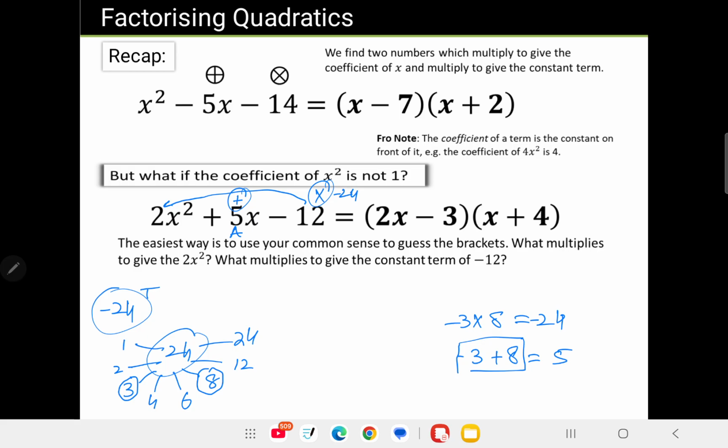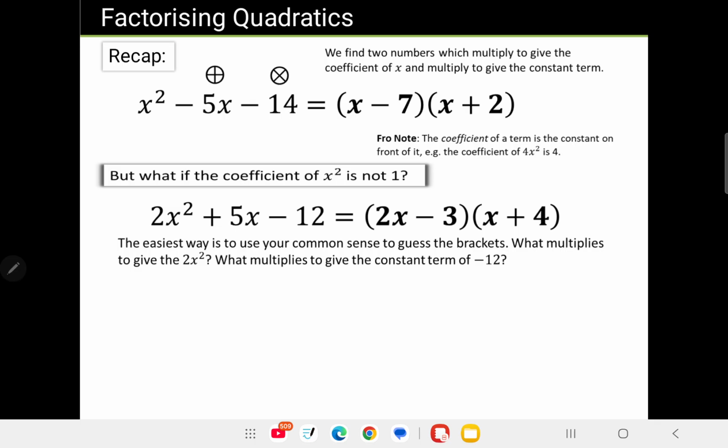But we can't write directly the factors as we did over here, because the coefficient of x squared is more than 1. So what we need to do is split this coefficient of x by using these two numbers, minus 3 and 8. So we consider 2x squared plus 8x minus 3x minus 12, splitting this 5x by using this pair of numbers, which is positive 8 and minus 3.